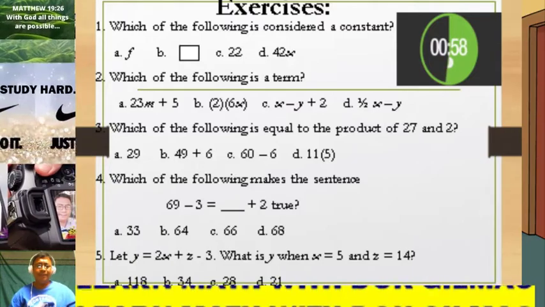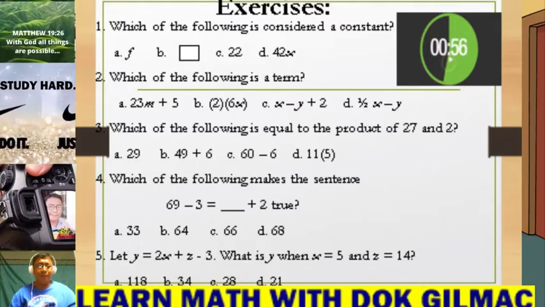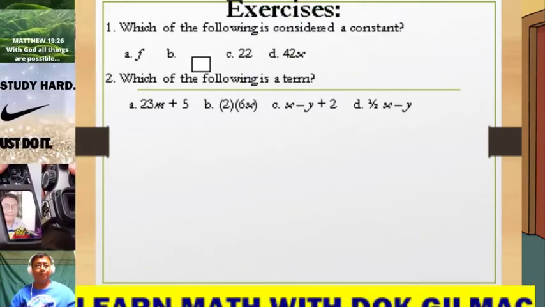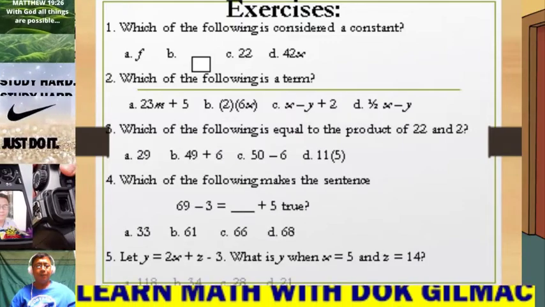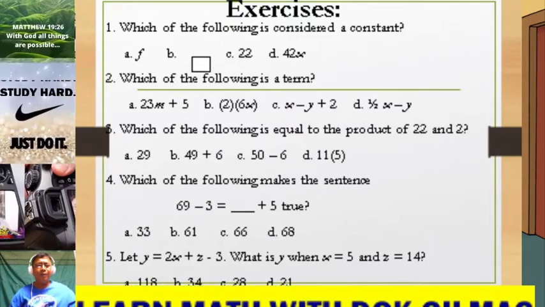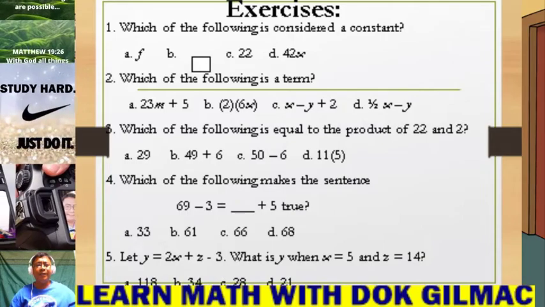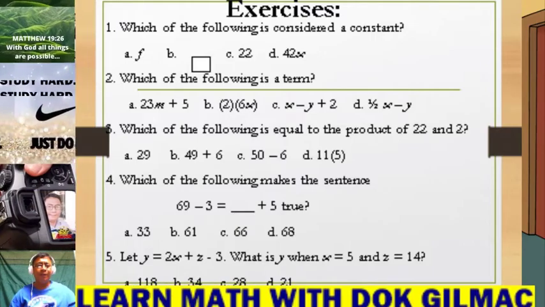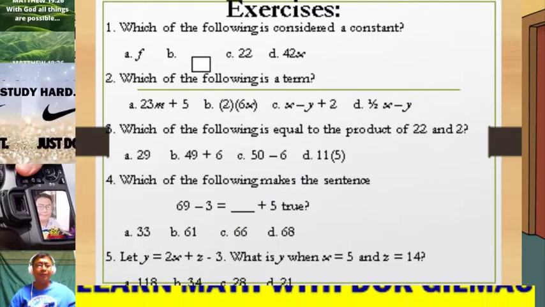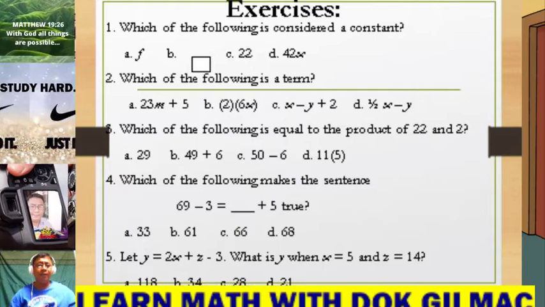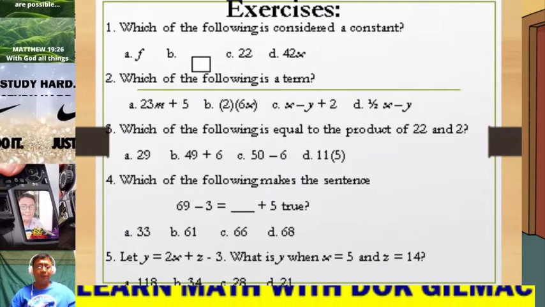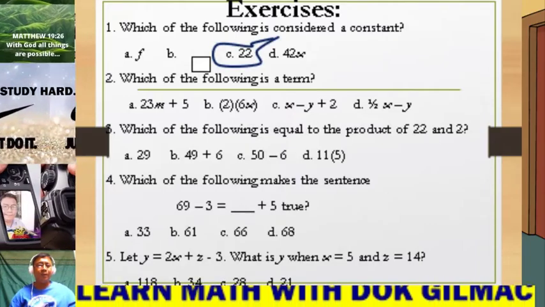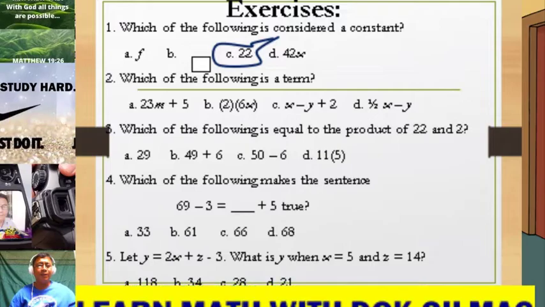Alright class, this time we're going to check whether your answers are correct. Number 1, which of the following is considered a constant? Letter A, F. Letter B, the figure is square. Letter C, 22. Letter D, 42x. The correct answer is letter C, which is 22, is considered a constant.